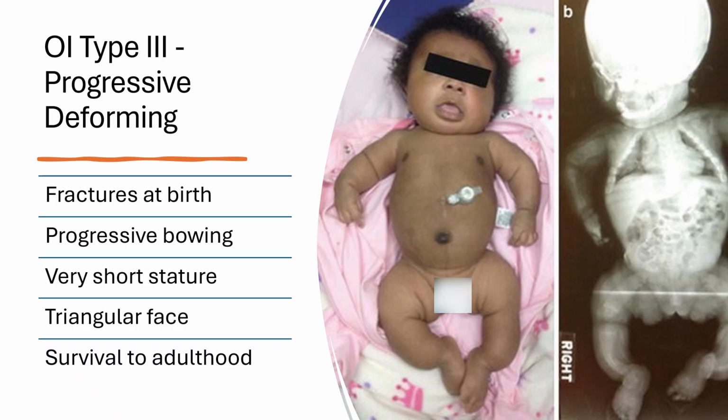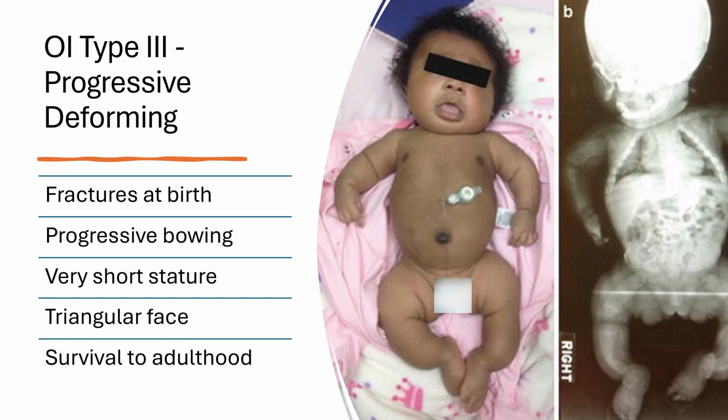These newborn fractures often occur during delivery or from the normal handling that occurs during routine care, demonstrating how extraordinarily fragile these bones are from the very beginning of life. The progressive bowing represents one of the most challenging aspects of this condition because the repeated fractures and abnormal healing create increasingly deformed bones over time. Picture how a piece of soft metal might bend and rebend until it becomes permanently misshapen. This same process affects the long bones in OI type 3, creating progressive deformities that worsen with each fracture cycle.